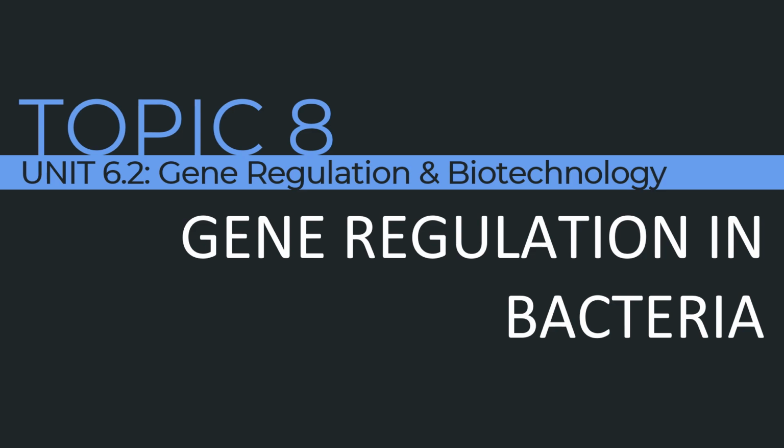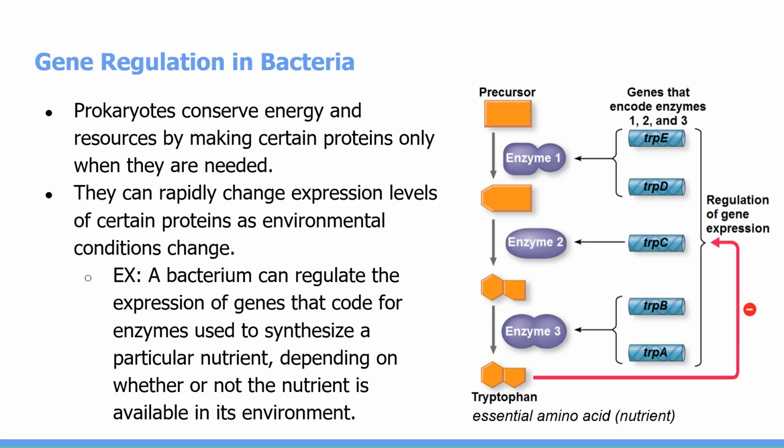With that, we are done with the overview and we're ready to dive into the first one, gene regulation in prokaryotes. Prokaryotes conserve energy and resources by making certain proteins only when they are needed. So this makes them very special. They can adapt to environmental changes and either increase the expression of certain genes to produce a product they need, or if the product is available, they can inhibit that expression.